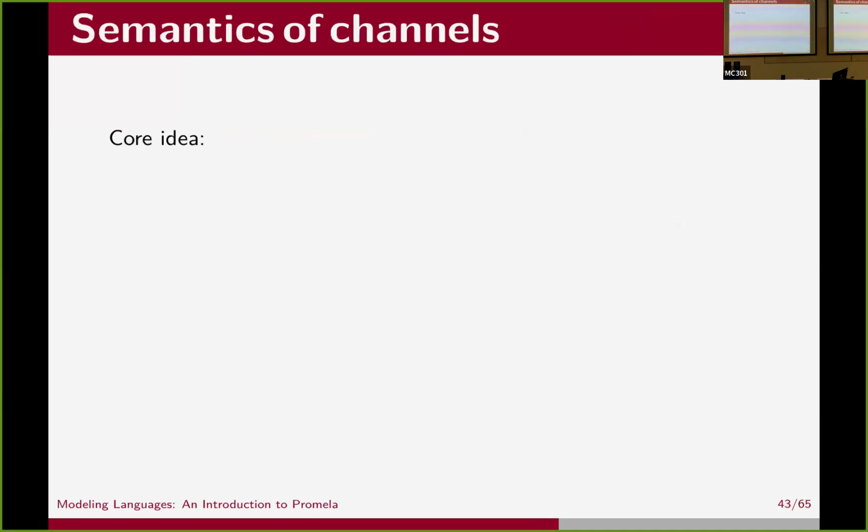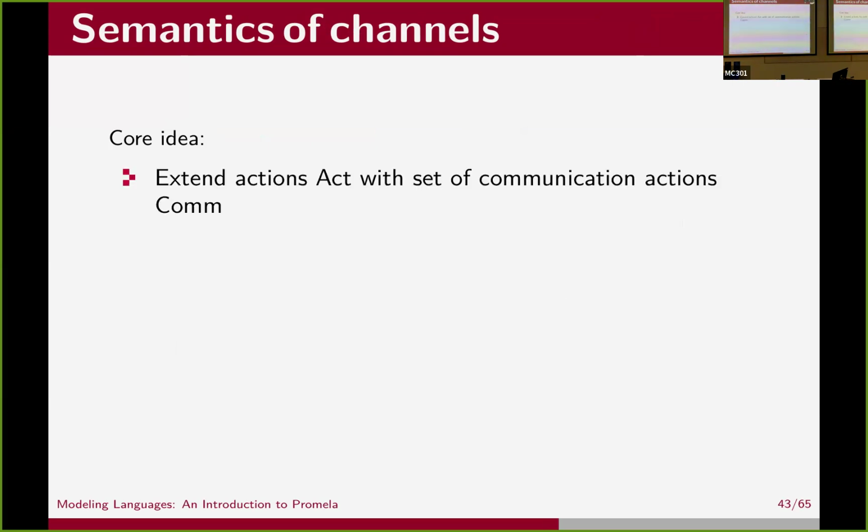So we talked about the semantics of these process graphs. We want to talk about how these channels work, because they're built-in primitives in the language. We could build them using the rest of the primitives, but they're convenient to have as built-in. So how can we, for example, try to define semantics for that? Again, just the core idea. We have the set of actions that we had, and we can extend it with a set of communication actions.